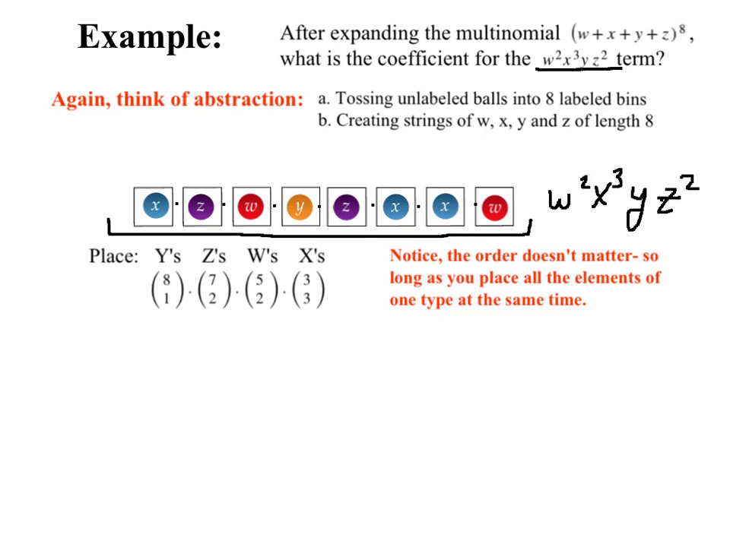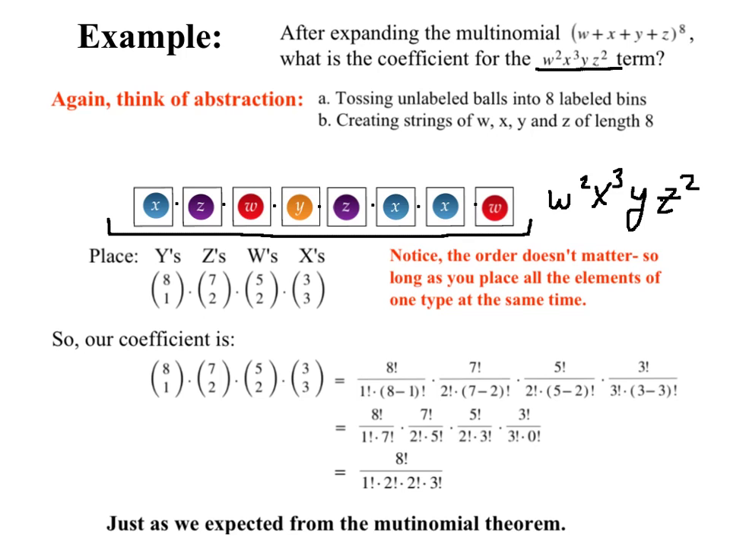Because what we'll see here is that our coefficient is, in fact, even though we did it in a different order, exactly what we expected: 8 factorial over 1 factorial, the number of y's, 2 factorial, the number of z's, 2 factorial, the number of w's, and 3 factorial, the number of x's. So again, it's just as we expected from the multinomial theorem.